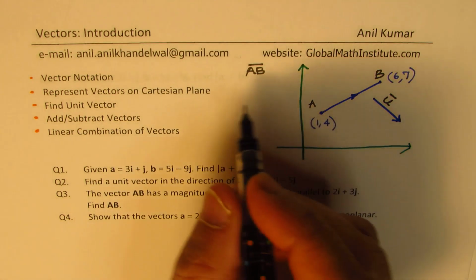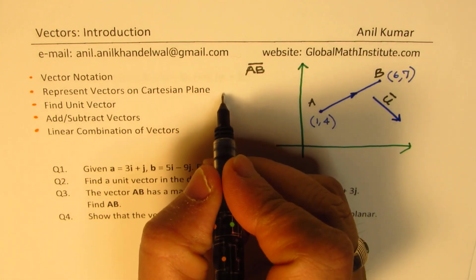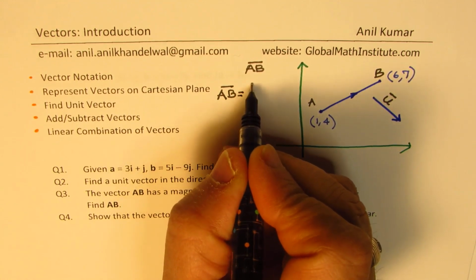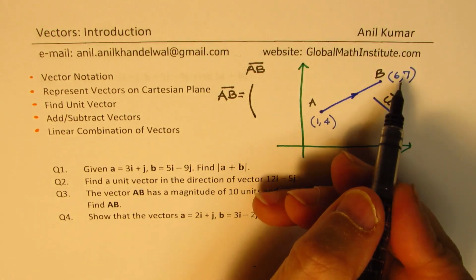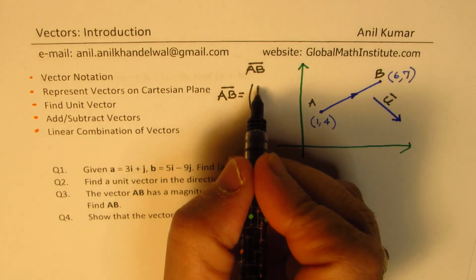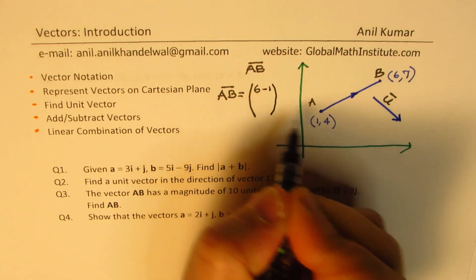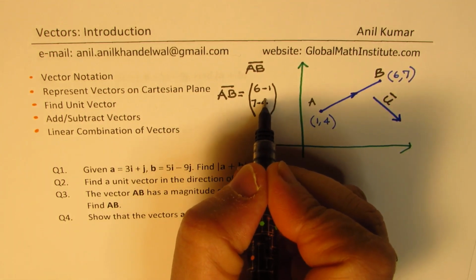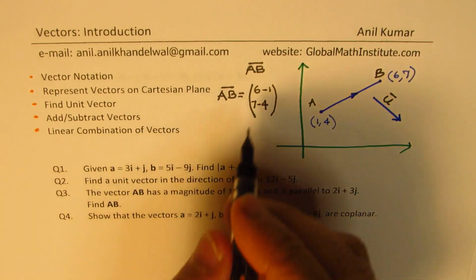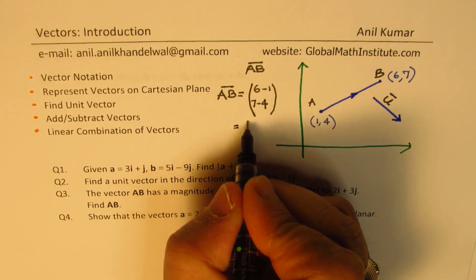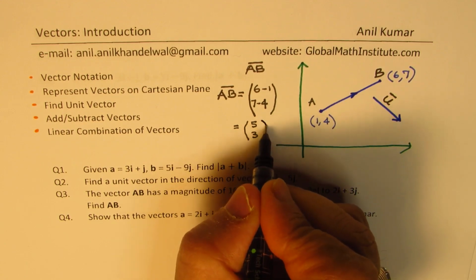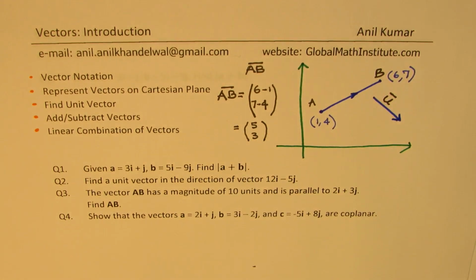So if I have to find the vector AB, I could do it like this. Vector AB is equal to difference in x value 6 minus 1 and difference in y value 7 minus 4. Right? So this vector is basically equal to 5, 3. Correct. So that becomes the vector AB.